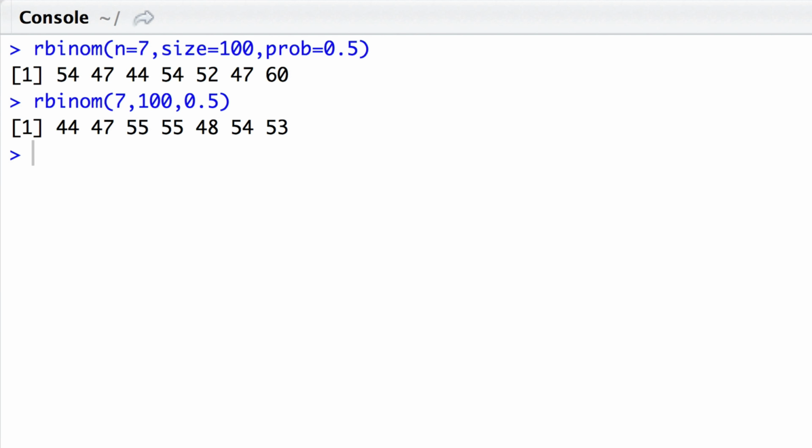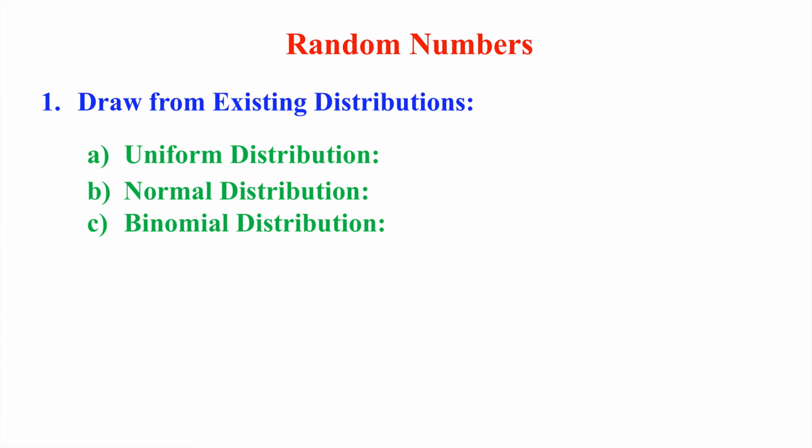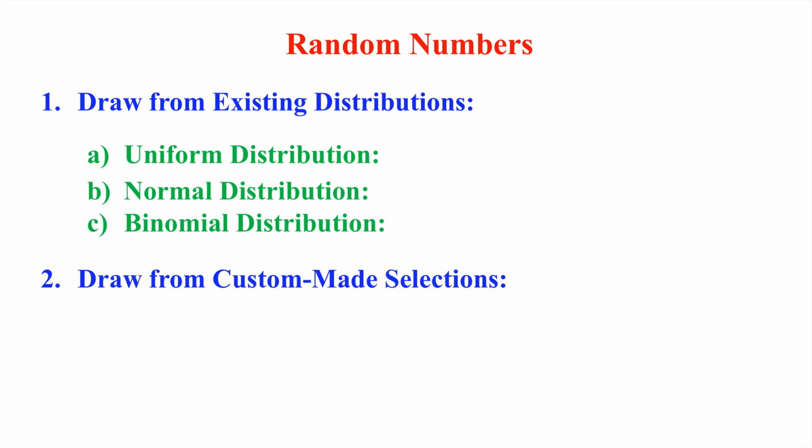Now, just so you know, there are many more distributions out there, and in most cases, there is a corresponding function in R that allows you to sample random numbers from each of these distributions. Now, so far, we've been sampling from existing distributions, but we can also sample from custom-made selections using the sample function. So I'm just going to start right away with some examples to show you how the sample function works in R.